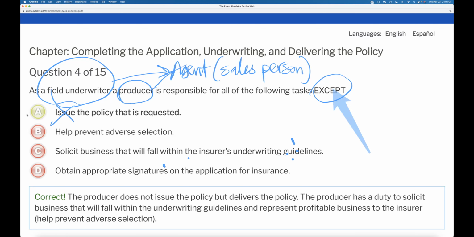It's exactly that. So B, look at a producer, us as agents, you know what we can do? We can help prevent adverse selection by making sure we ask all the medical questions. And of course we solicit business and we obtain appropriate signatures on the application for insurance. All that stuff is important. Okay. All right, screenshot that.